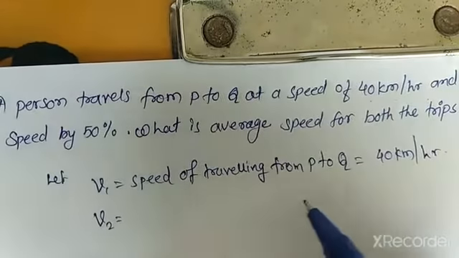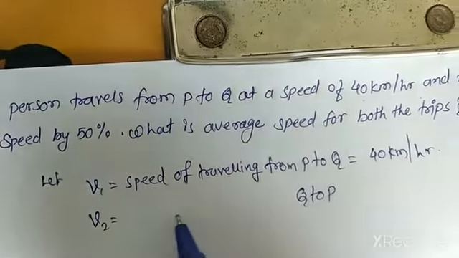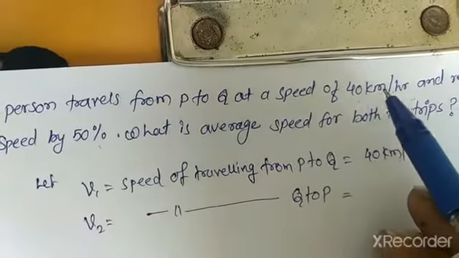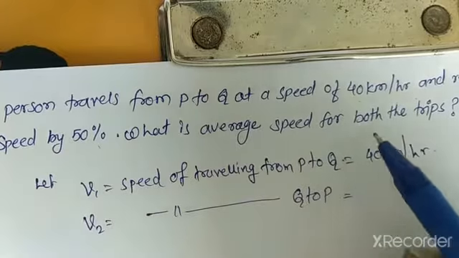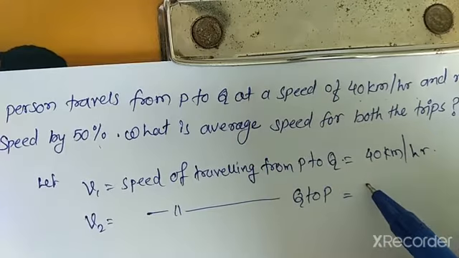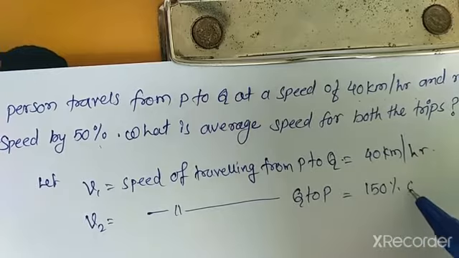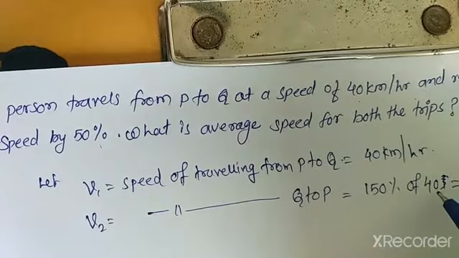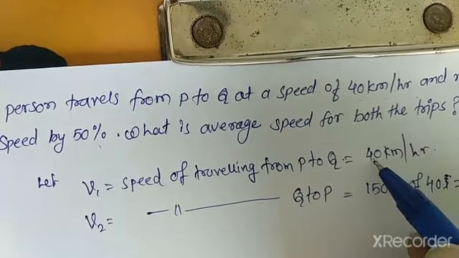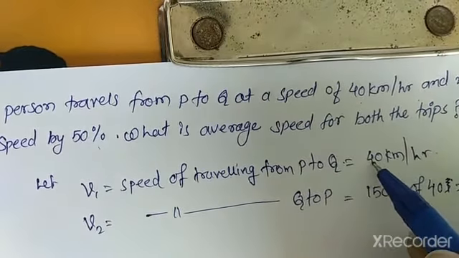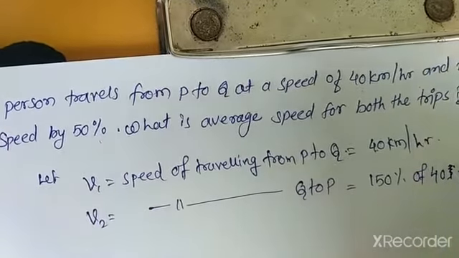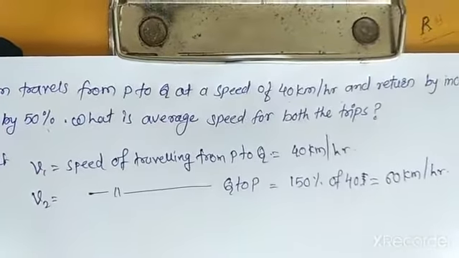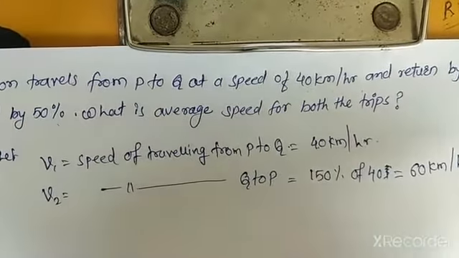V2 is the speed traveling from Q to P, which he has increased by 50% of its speed from P to Q. So its total speed will be 150% of 40, which means we add 40 plus 20, since 50% of 40 is 20 km per hour, which is 60 km per hour. So from Q to P he travels at 60 km per hour.